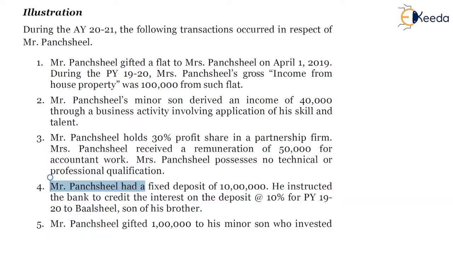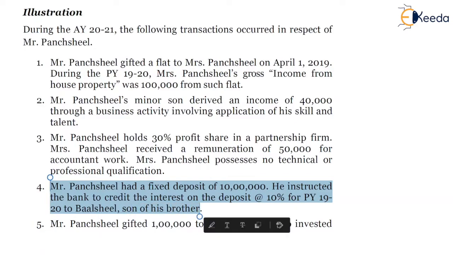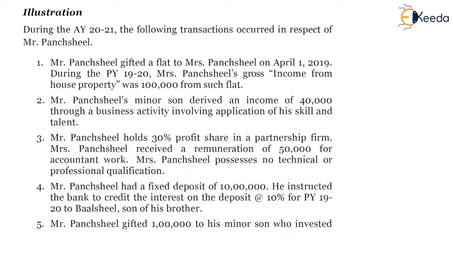Fourth, Mr. Panchsheel had a fixed deposit of 10 lakhs. He instructed the bank to credit the interest on the deposit at 10% to Balchsheel, son of his brother. So here you can see that there is transfer of income without transfer of the asset, section 60, and accordingly, such an income will continue to be taxable in the hands of Mr. Panchsheel. Nothing will be taxable in the hands of the son of his brother, Balchsheel. So 10% on 10 lakhs, 1 lakh will be taxable in the hands of Mr. Panchsheel.